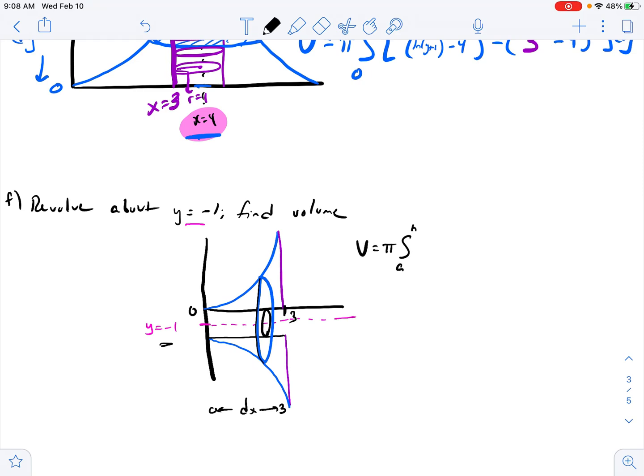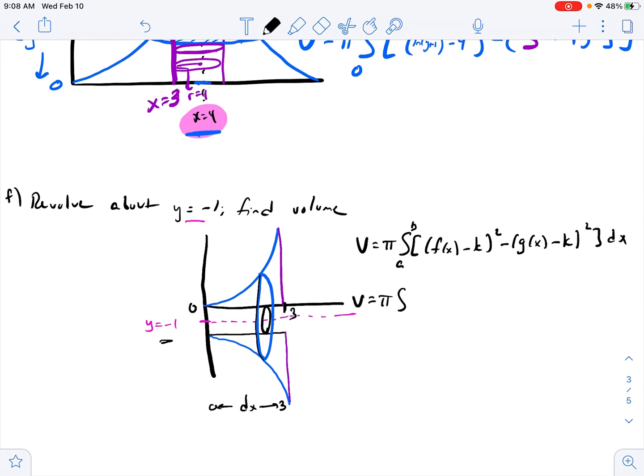Volume equals pi integral a to b. It's going to be the larger radii squared minus the smaller squared dx. V equals pi integral from left to right, 0 to 3. Okay, we're going to have something squared minus something squared. And what am I subtracting? Now I'm subtracting negative 1. So I'm going to have minus negative 1 at the end of both of these parentheses when I sub that in. Minus negative 1, so plus 1.